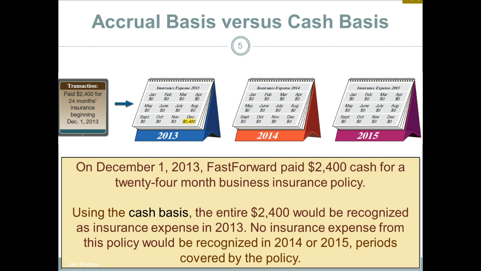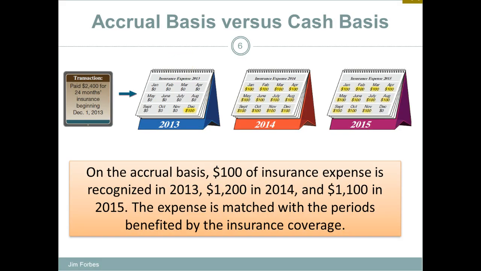I'll give you an example. On December 1st, this company paid $2,400 cash for a 24-month business insurance policy. Using the cash basis, you would write that whole $2,400 off right then and there as of December 1, 2013, and there would be no insurance expense. Whereas GAAP would recognize this on a monthly basis. You would take $100 of it this month and recognize it for each month for those 24 months. This way you're matching the expense to the benefit period of the insurance coverage.